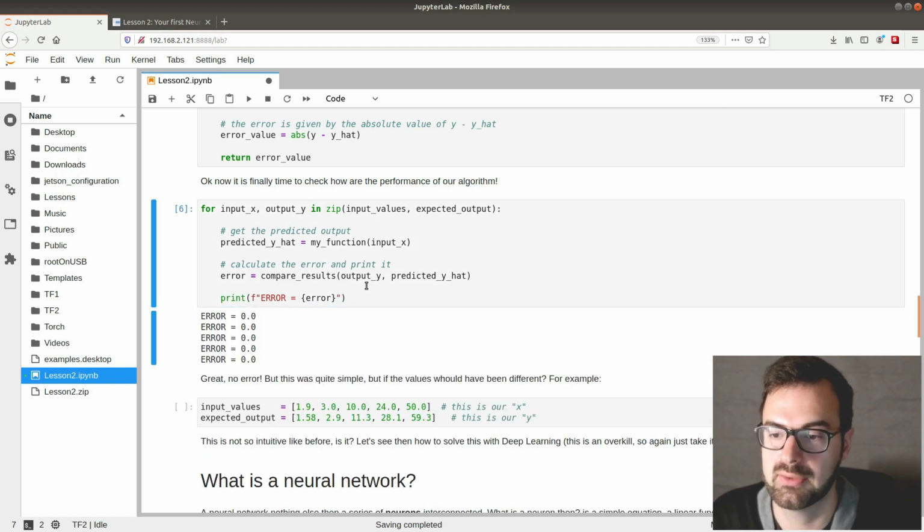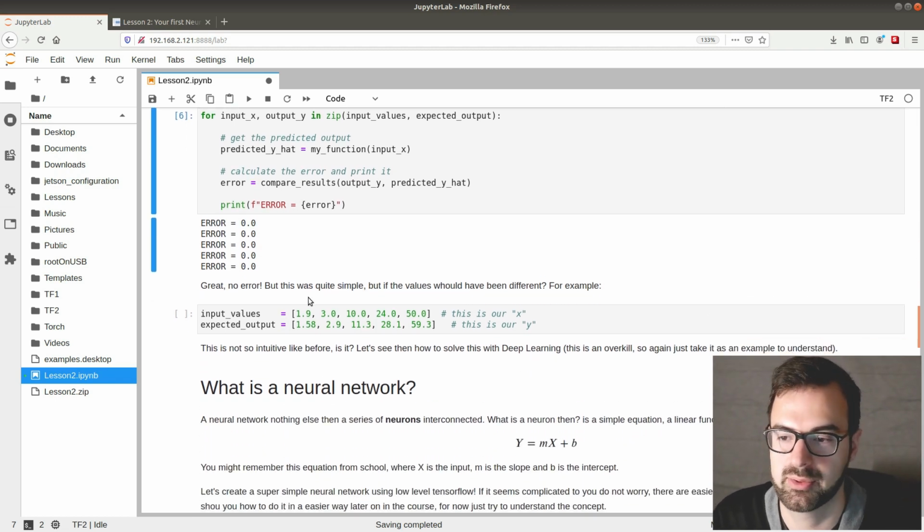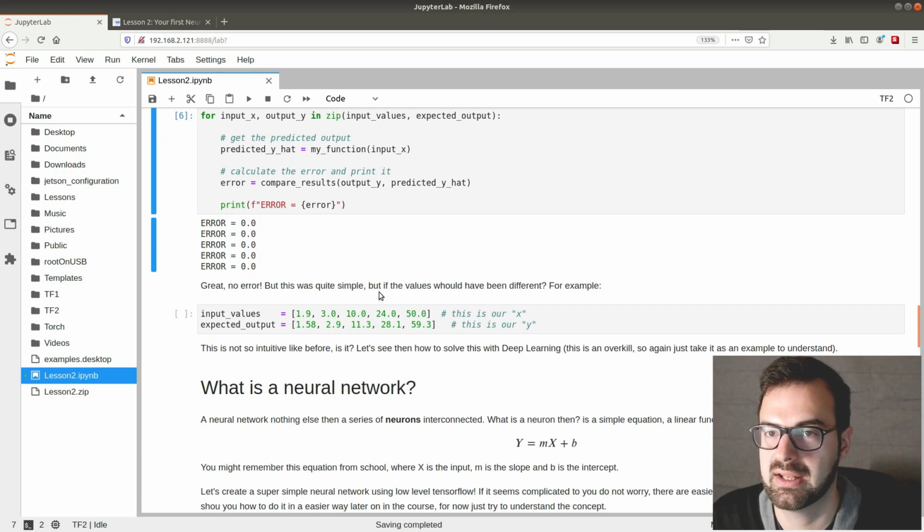So we run it, and we can see that all 5 times there was 0 error. So we can say that it's very good. Now, this is really, really simple. But if I had given you different values, how would you have solved it?